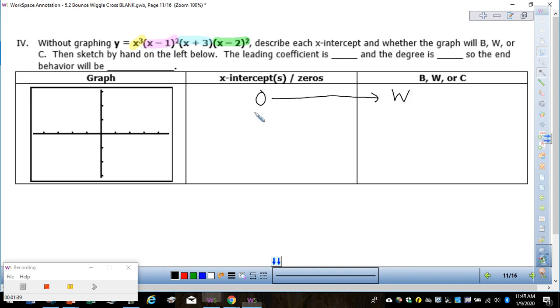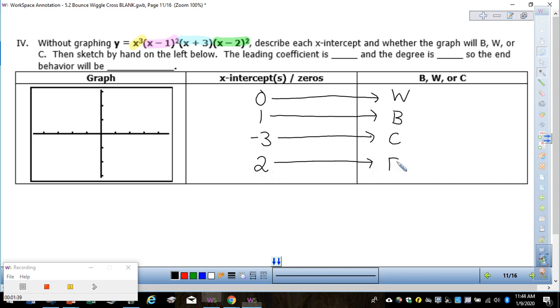The next one, x minus 1, we're going to turn it to +1. It's being squared, so it's going to bounce. The x plus 3, we're going to make it -3. That one's going to cross because it's just an exponent of 1. And then the x minus 2 is going to turn into positive 2. That one's being squared, so it's going to bounce.